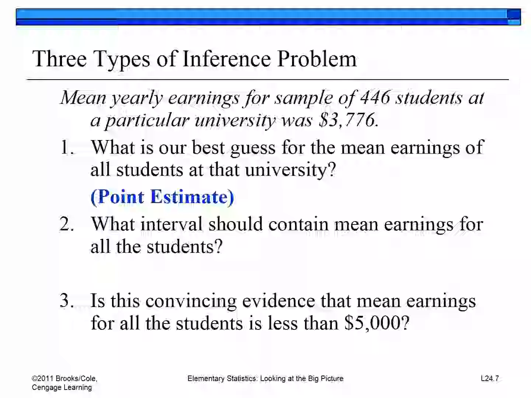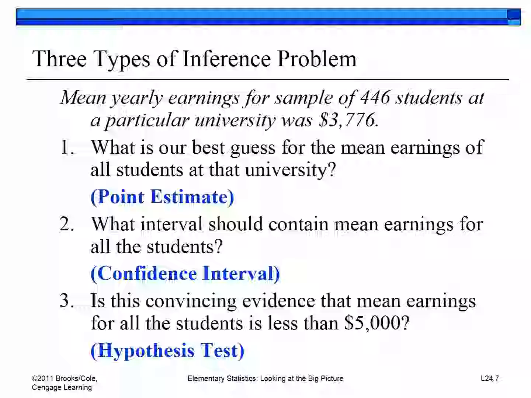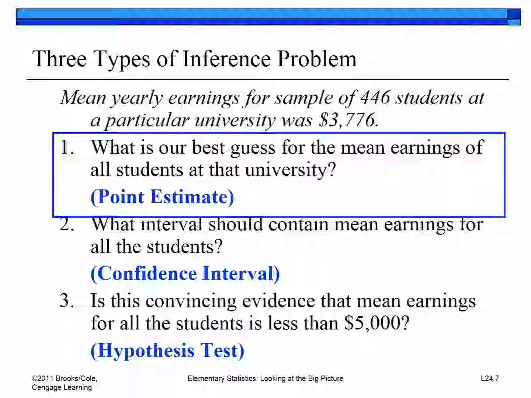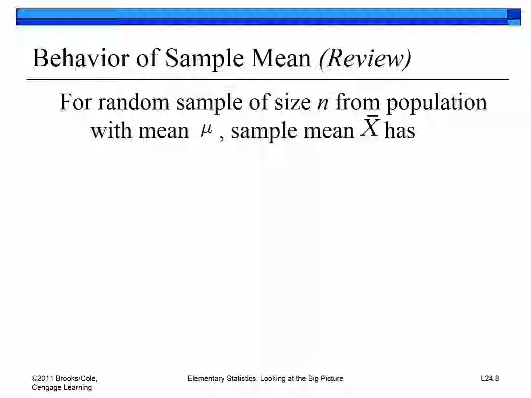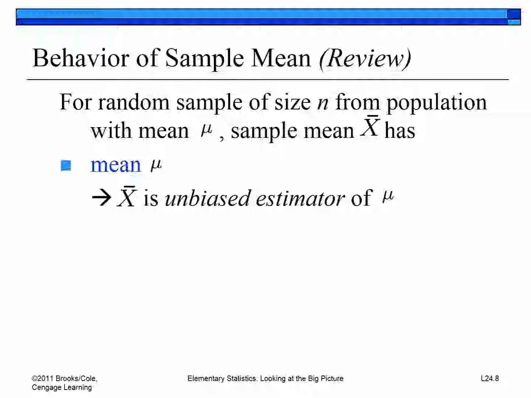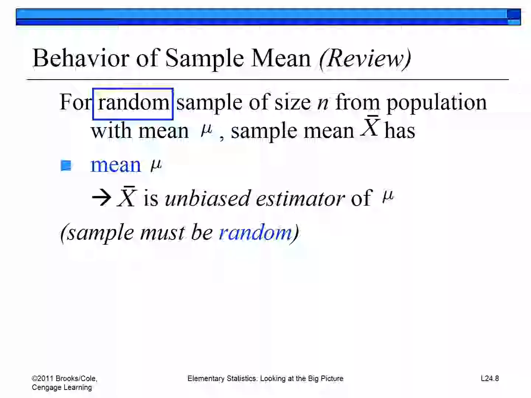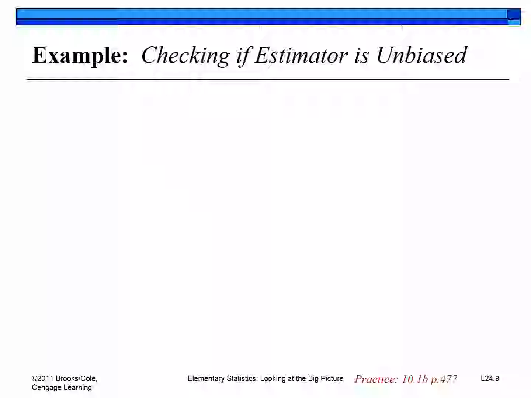Question number 1 is asking about a point estimate. Question number 2 is asking for a confidence interval. And question number 3 is asking for a hypothesis test. Let's start by looking at point estimates. Remember, the sample mean is a random variable. The mean of the sample means should be the same as the mean for the population. That means that the sample mean x bar is an unbiased estimator for the population mean. The sample has to be random in order for that to be true.